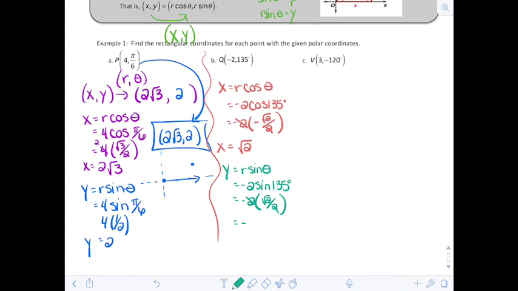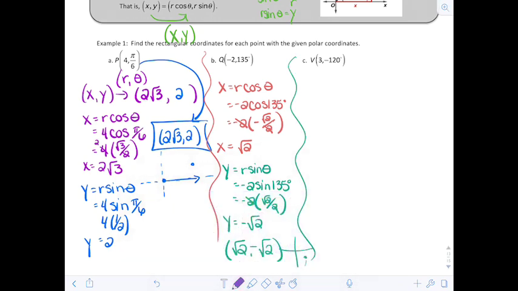So that's going to be a negative root 2. So the rectangular coordinates are root 2 and negative root 2. And if you think about location, if we rotated 135 degrees and went in the opposite direction, we would be down approximately in the fourth quadrant, and this point here too would be in the fourth quadrant. Root 2 to the right and root 2 down. So we're in the same location.